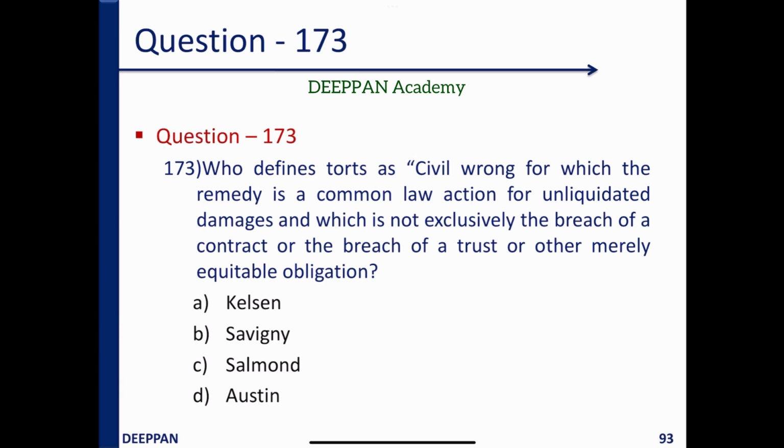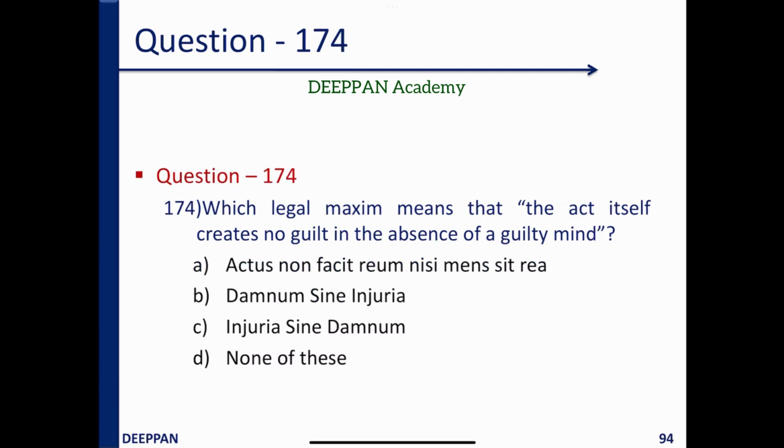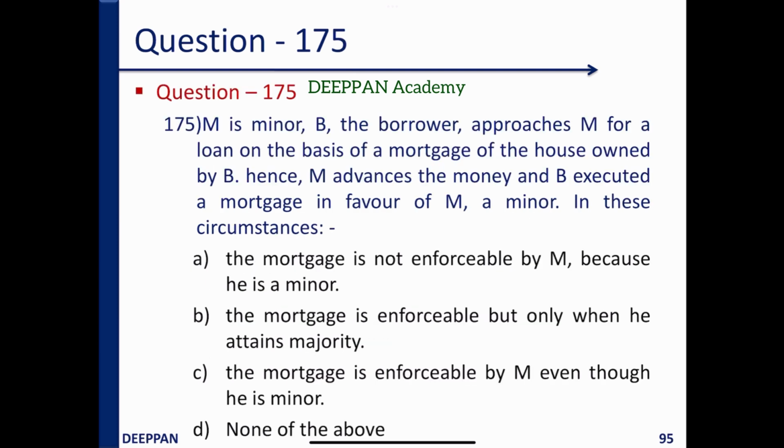Who defines torts as a civil wrong for which the remedy is a common law action for unliquidated damages and which is not exclusively the breach of a contract or the breach of a trust or other merely equitable obligation? Salmond. Which legal maxim means that the act itself creates no guilt in the absence of a guilty mind? Actus non facit reum nisi mens sit rea.